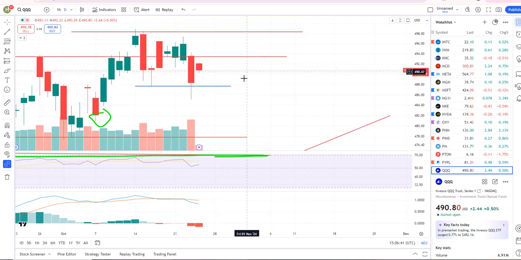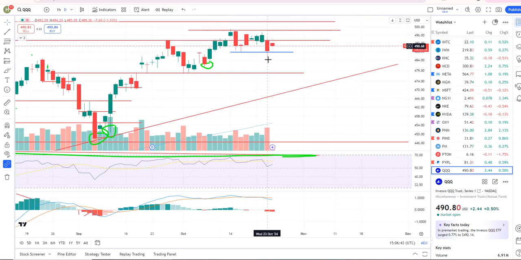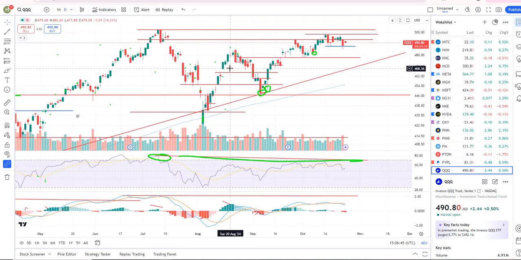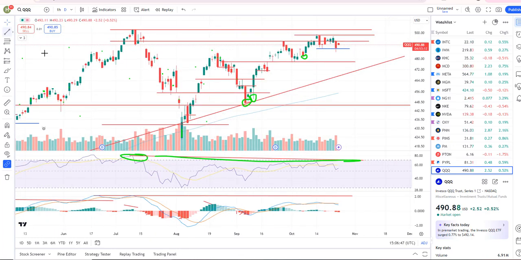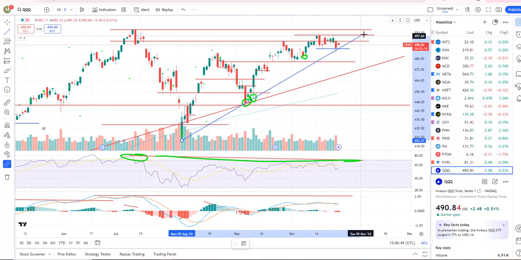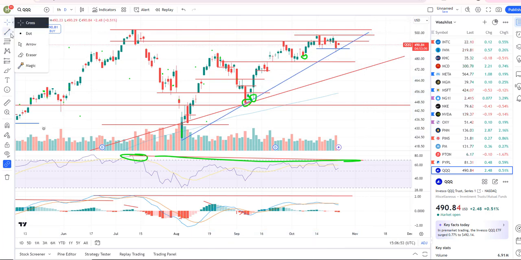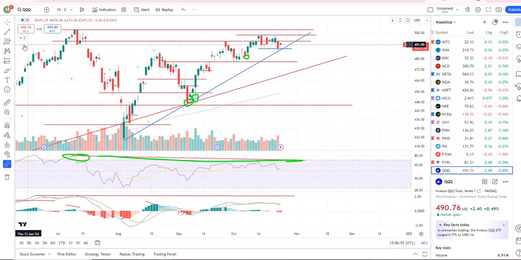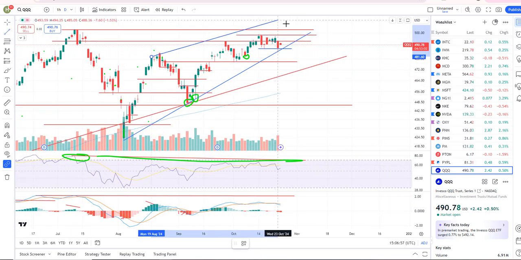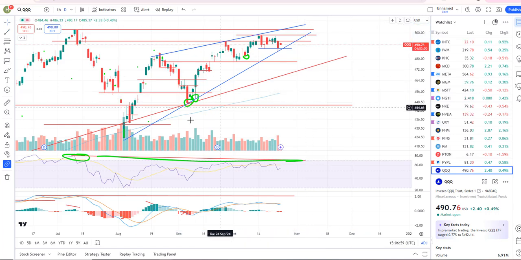On Triple Qs, we don't have as clear of a pattern, but if you mark it out, you could have a bearish rising wedge for Triple Qs, which hasn't broken down yet. You can see we're still within that wedge, and that's why the market's not really going to go anywhere. We're not going to see a big sell-off until Triple Qs breaks down.